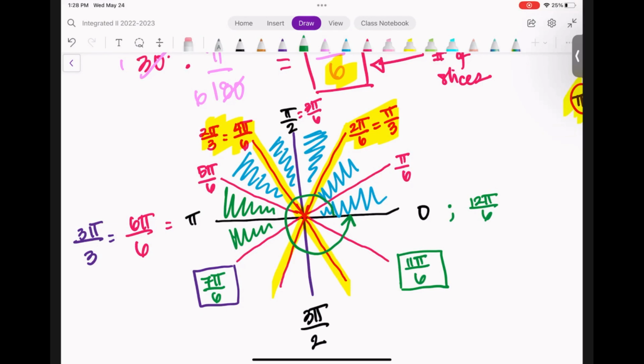Okay. So when I count by pi over 3s, I've got to skip people. That's why I'm looking at the yellows. Does that make sense? So I go pi over 3, 2 pi over 3, 3 pi over 3 right here. And then I get to this one here.